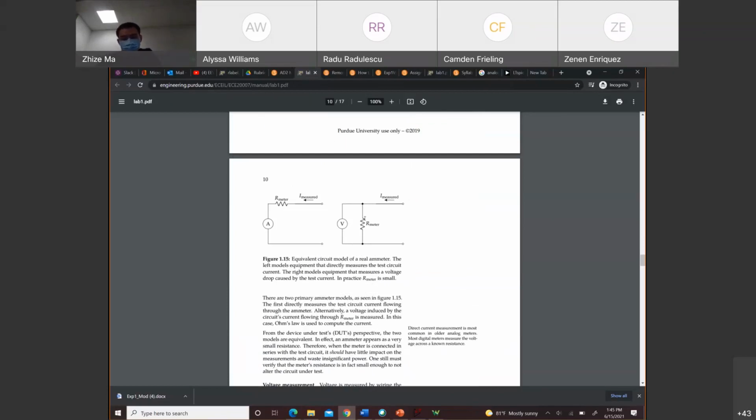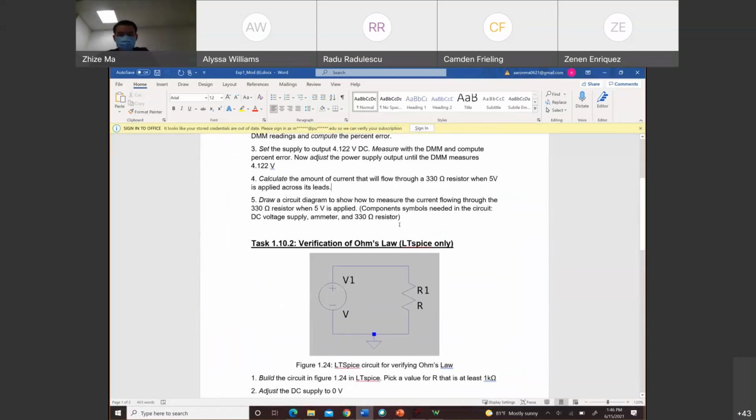When you measure the current, the ammeter should always be in series with what you want to measure. When you measure voltage, the voltmeter should always be in parallel with what you want to measure. I will talk about details in the next lab, where you will need to measure the current. Let's go back to the experiment. That's all for question 1.